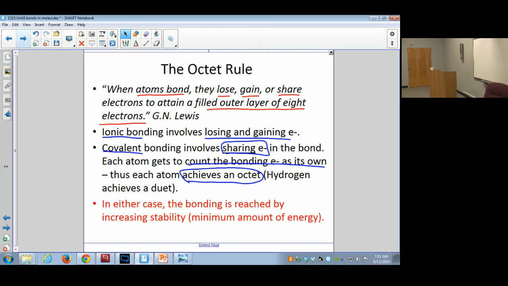I do want to note that hydrogen is an exception to that octet. It still gains the electron configuration of helium, which is a noble gas, of course, but there's only 2 electrons. That's an important rule. Hydrogen can only have 1 bond. Whichever way things get bonded, they always are trying to reach their minimum amount of energy.